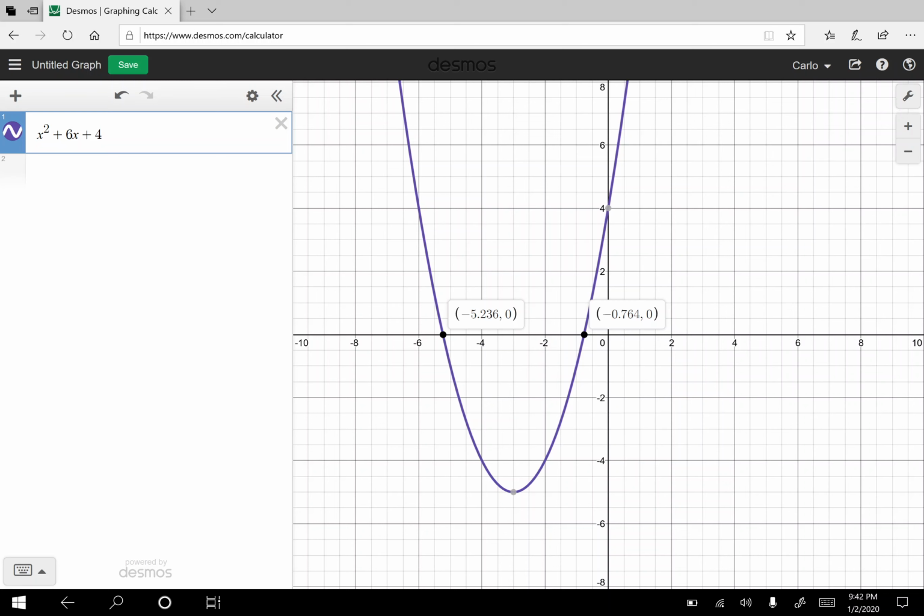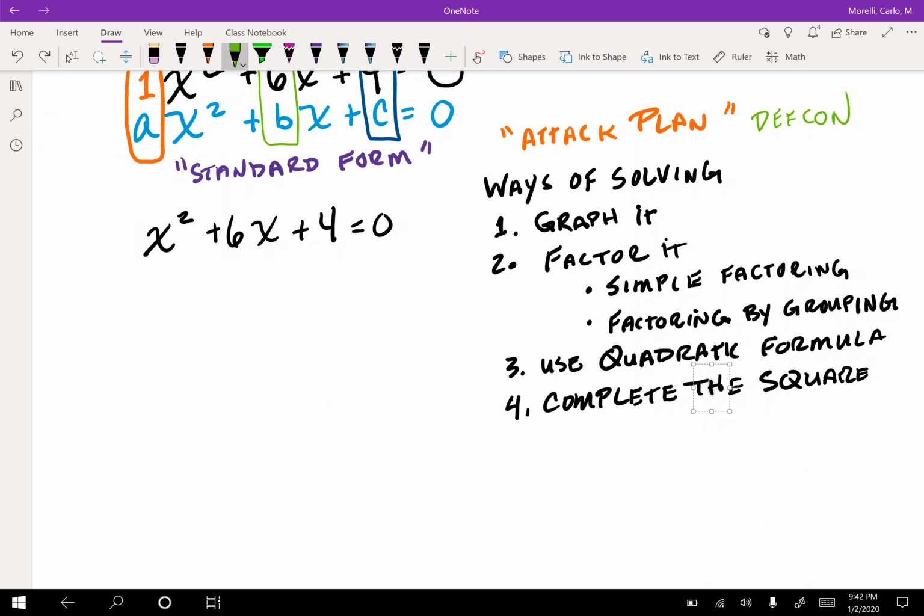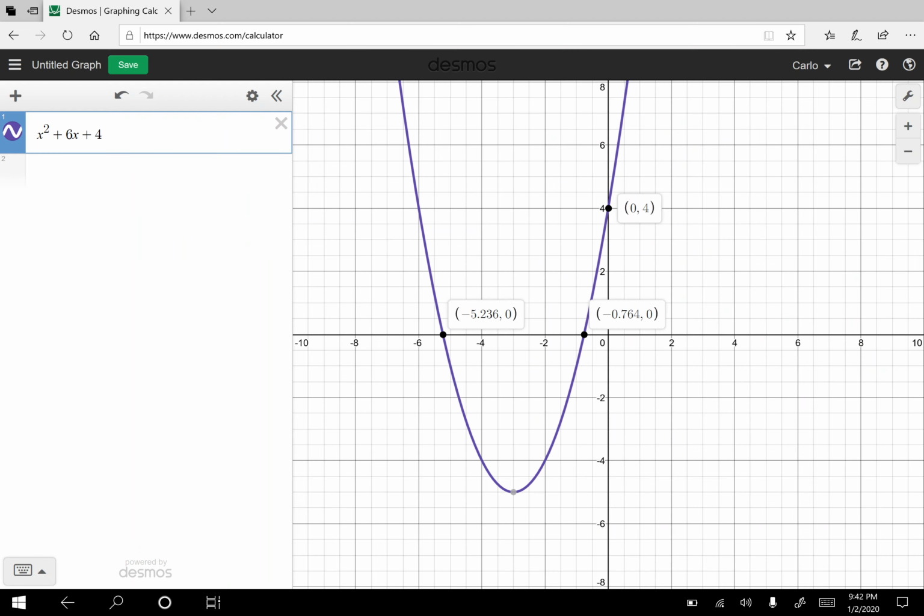So we're done, right? Yeah, I mean, you're done. That's where it crosses the x-axis. See? And the y-intercept is at 4. Not too bad. And that's all we're doing when we solve the equation. Okay? The solutions to this were, let's go back and look at them again. Okay, the solutions were x equals negative 5.236 and x equals negative 0.764. And that's it.